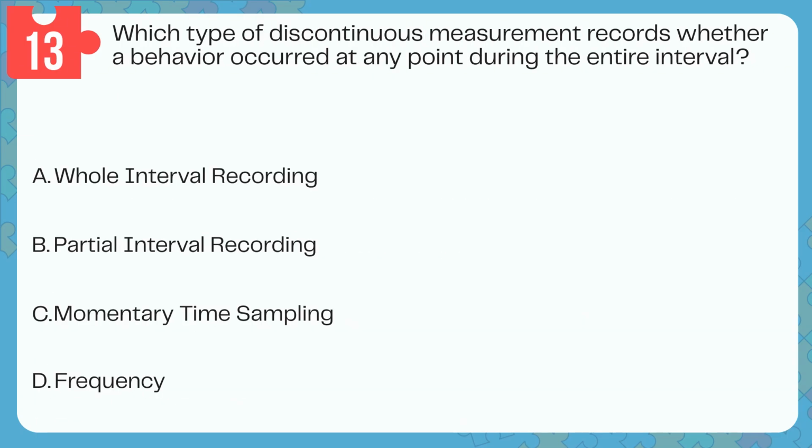Question 13. Which type of discontinuous measurement records whether a behavior occurred at any point during the entire interval? A. Whole interval recording. B. Partial interval recording. C. Momentary time sampling. D. Frequency.